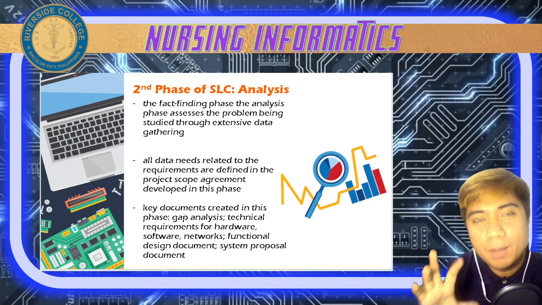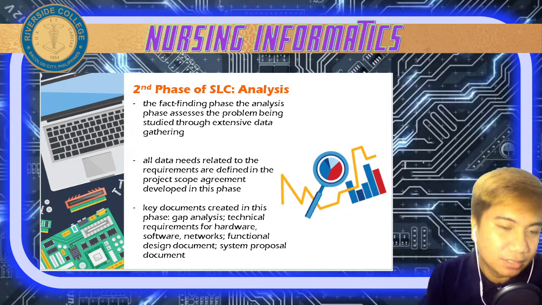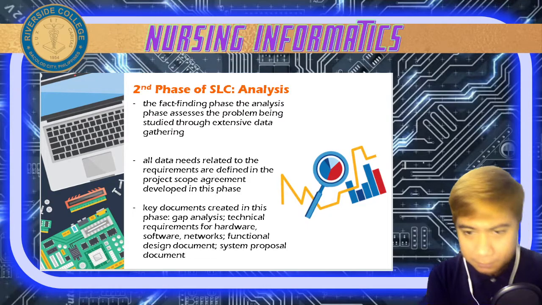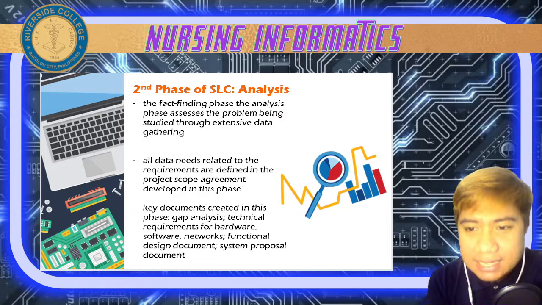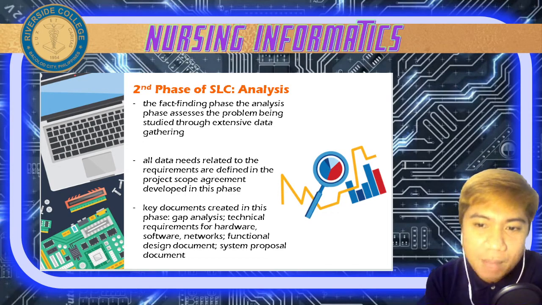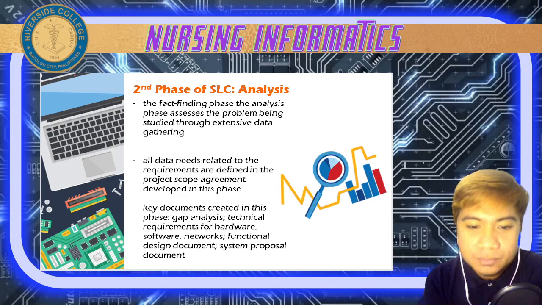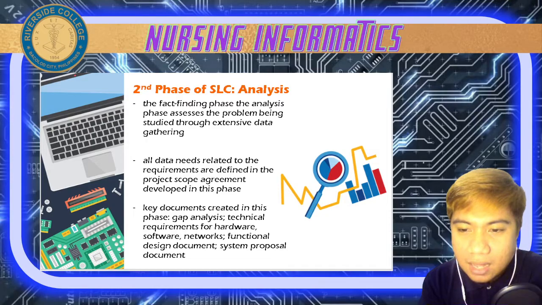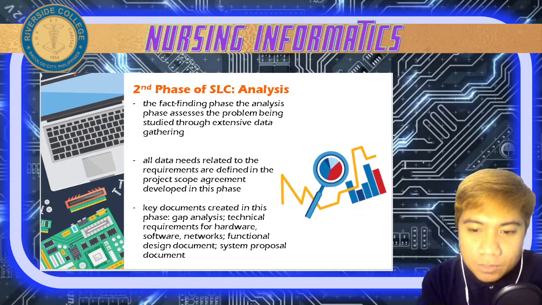After we do our planning, class, we have to analyze. So we have your second phase, the analysis. The fact-finding phase, the analysis phase, assesses the problem being studied through extensive data gathering. All data needs related to the requirements are defined in the project scope agreement developed in this phase. So we have here the key documents created in this phase.